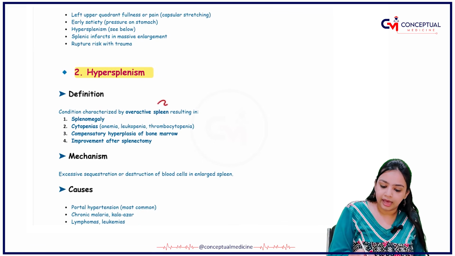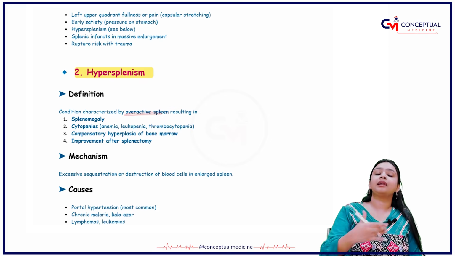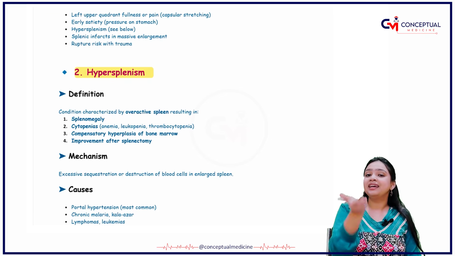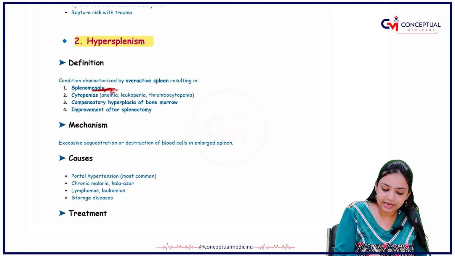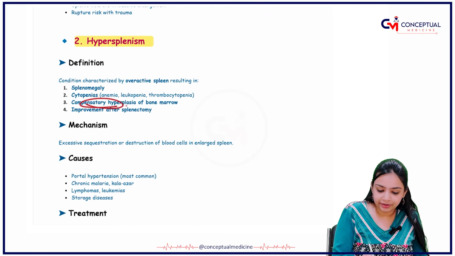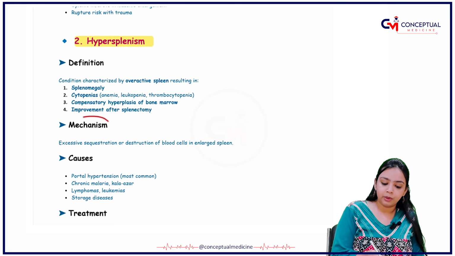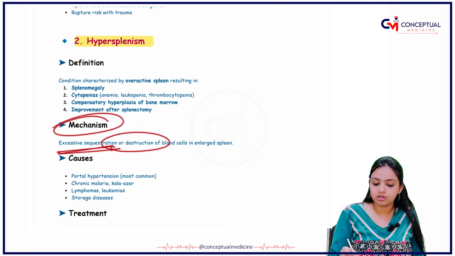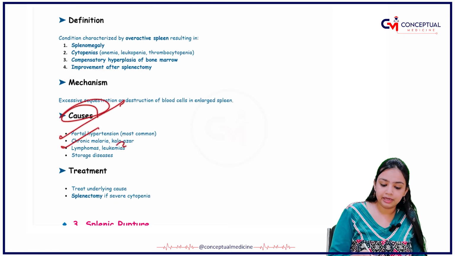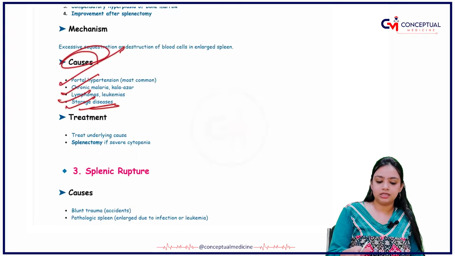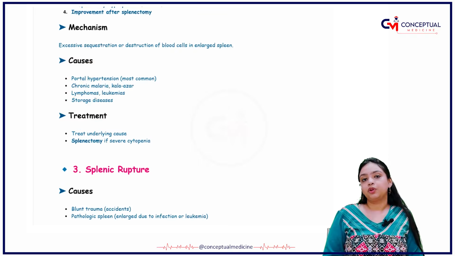Coming to the next thing, that is hypersplenism. This is characterized by an overactive spleen. The spleen becomes overactive, hyperactive, just like your mother. The features are splenomegaly, cytopenia, compensatory hyperplasia, and improvement after splenectomy. What is the mechanism? There is excessive sequestration or destruction of the blood cells. What are the causes? Portal hypertension, chronic malaria, lymphomas, and storage diseases. What is the treatment? You have to treat the underlying cause and do splenectomy in severe cases.